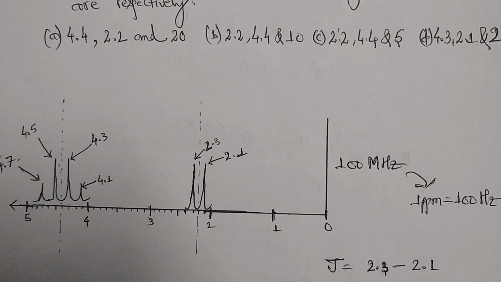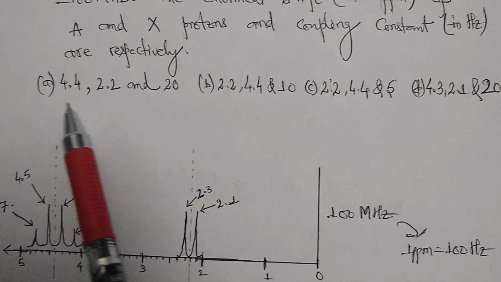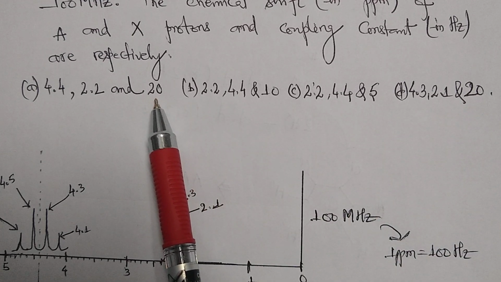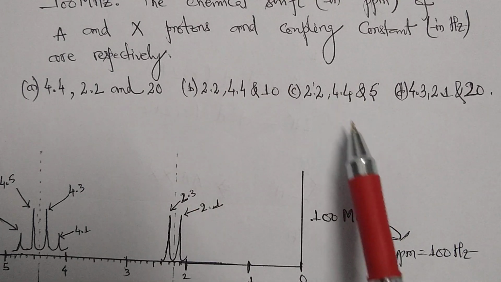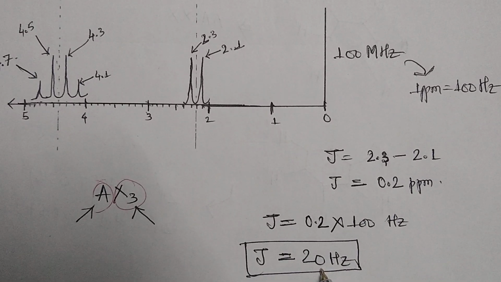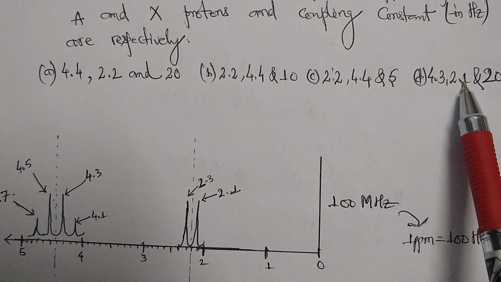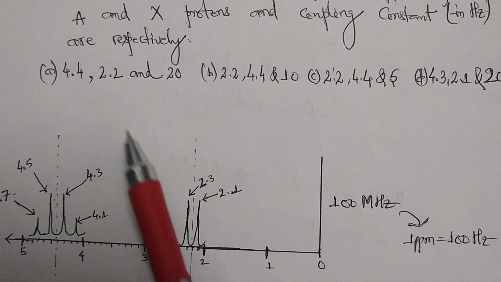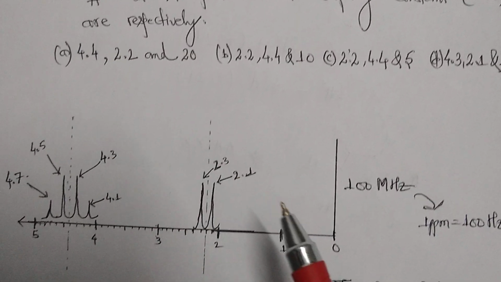Now if we see the options with 20 Hz in our hand, then we have option A and option D with 20 Hz as the coupling constant. The rest of the others will get cancelled because their coupling constant value doesn't match with the answer we have calculated in this case. So here it is 4.3 and 2.1, that is not the answer, but 2.2 and 4.4 is the answer. So we have option A as the correct answer for this question.